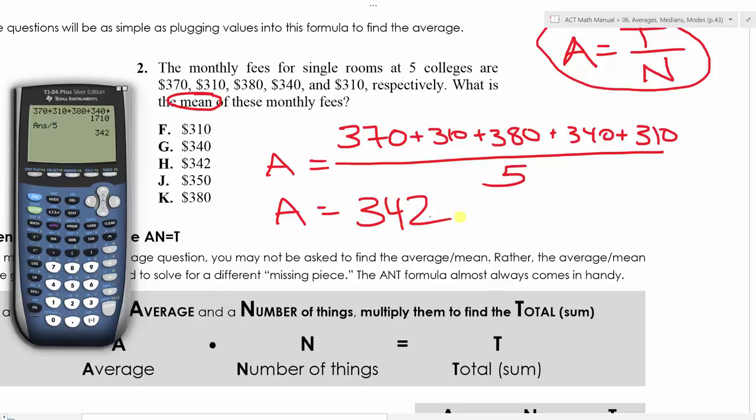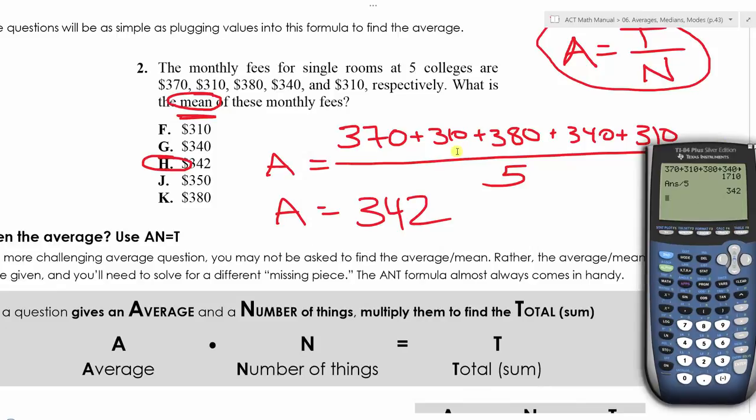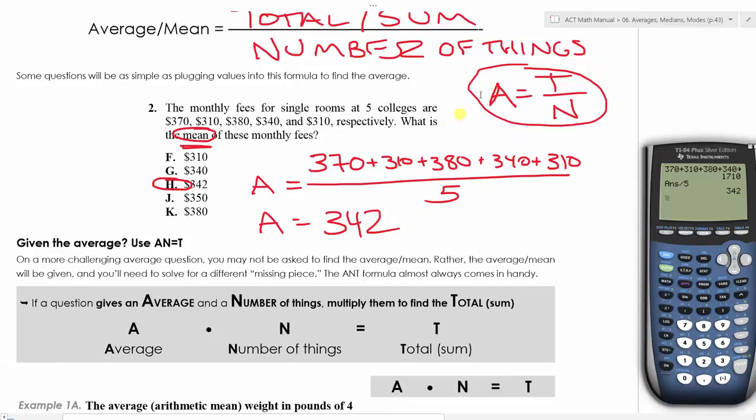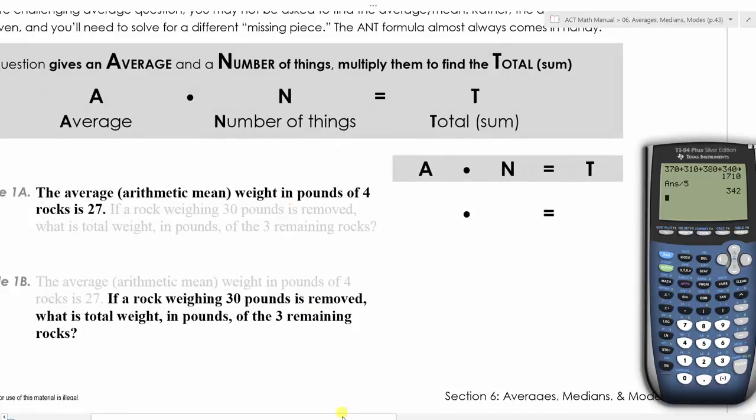Let's make sure that is indeed what they were asking. Yes, it is. They were asking for the mean, and I'm done. So again, that would be an example of a very basic average question. Next, like I said, we're going to talk about this formula and a little bit of a rearrangement of it.